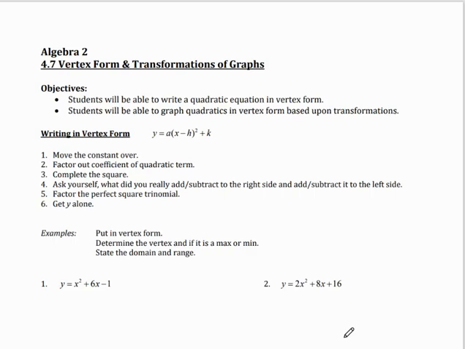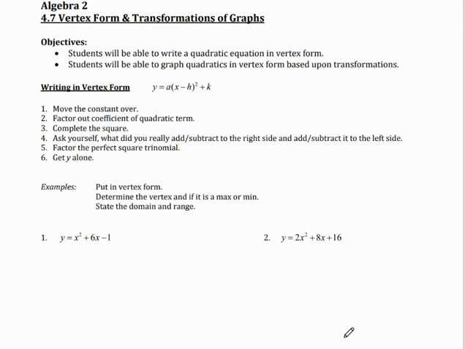Let's take a look at section 4.7, vertex form and transformations of graphs. Like much of this section, we've already discussed and you know how to do. We've really looked at vertex form since the beginning of the unit. So recall, vertex form is y equals a times (x minus h) all squared plus k. And remember, the vertex is (h, k).